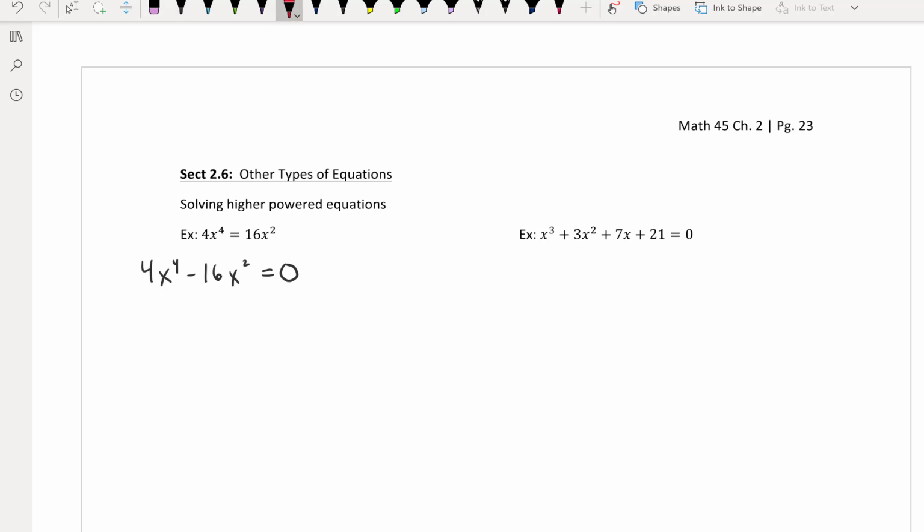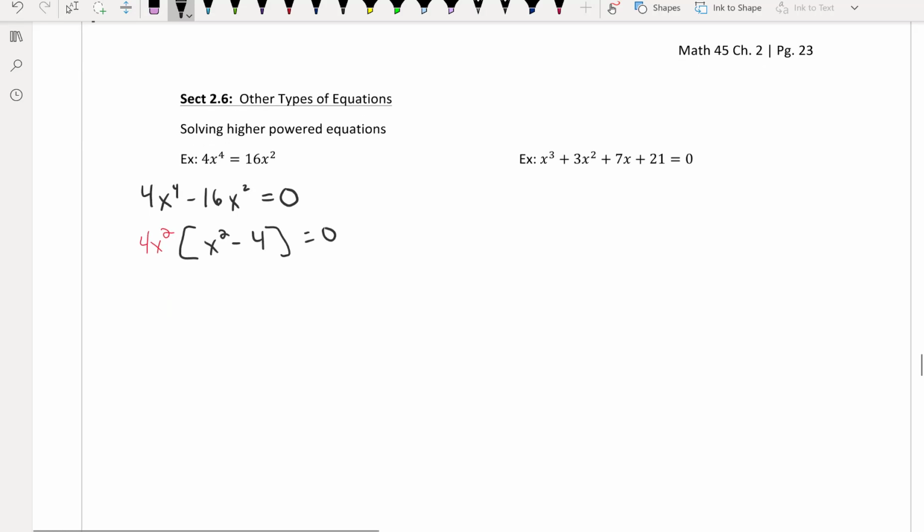Now I'm going to have my GCF. So the GCF here is 4. And the smallest exponent that they both share is an x squared. So I know that my GCF is going to be that 4x squared. So I'm left with an x squared minus 4 equal to 0.